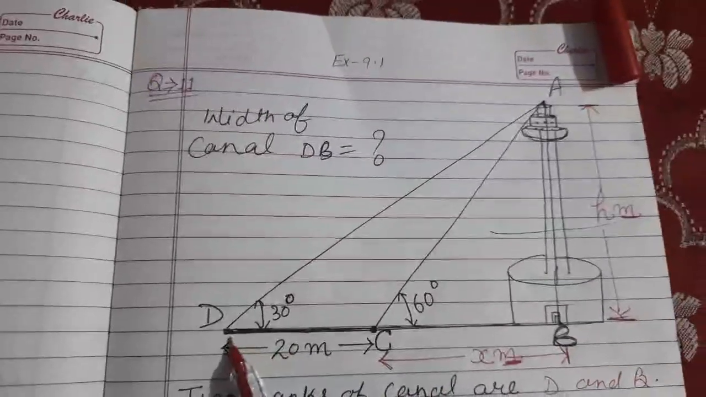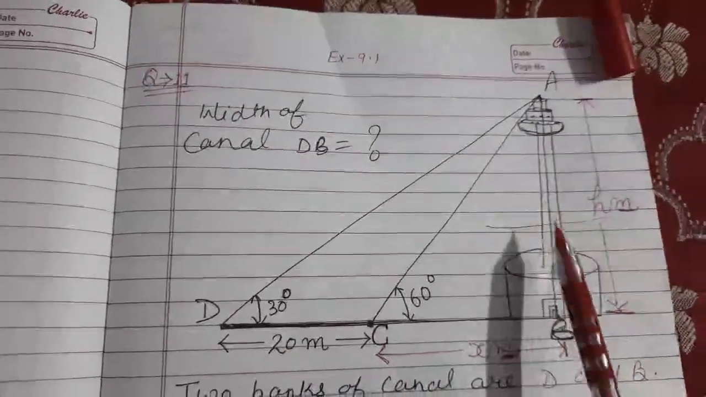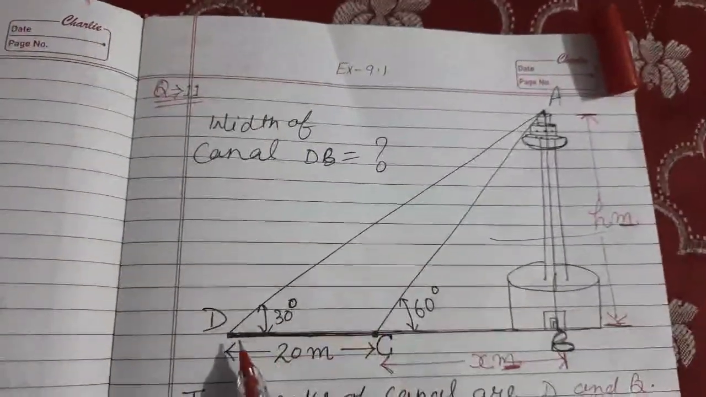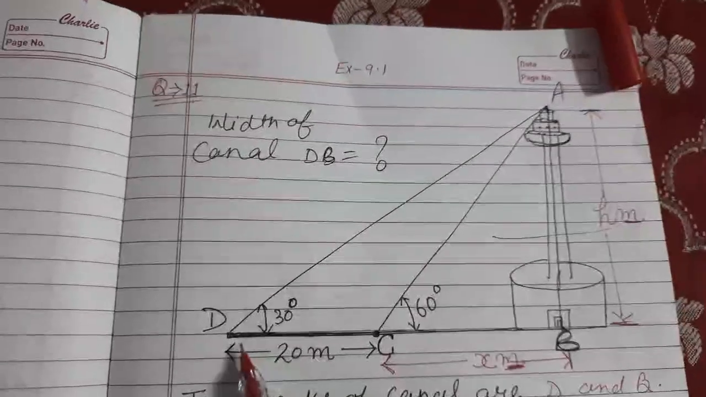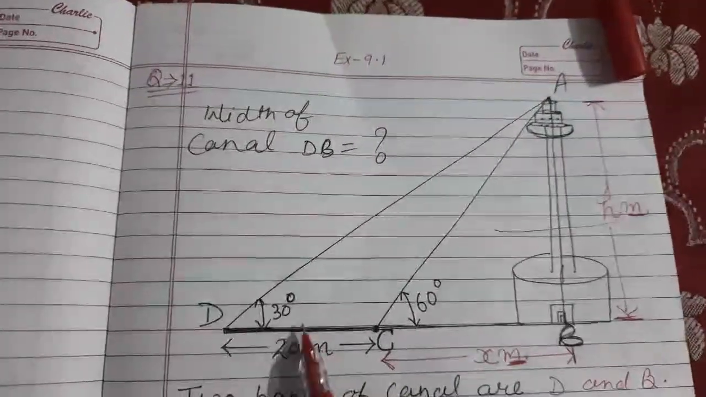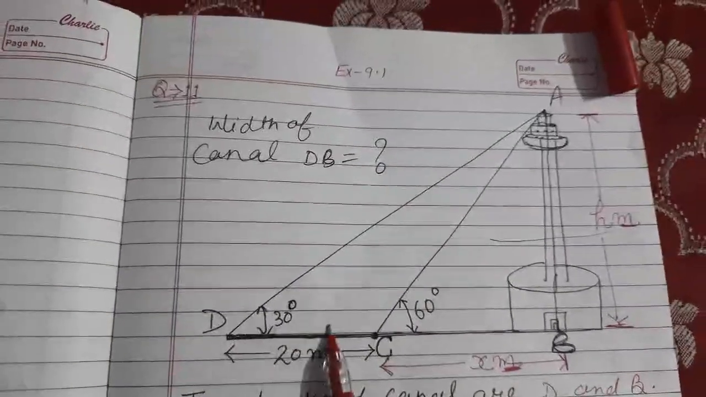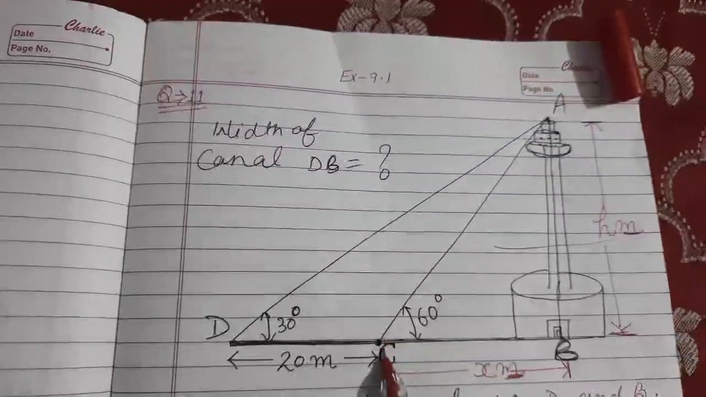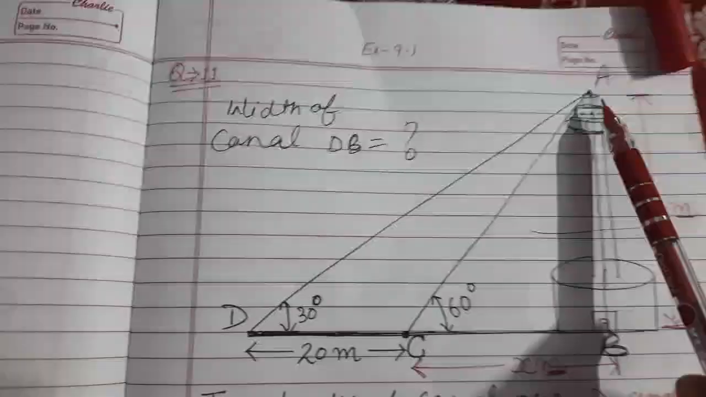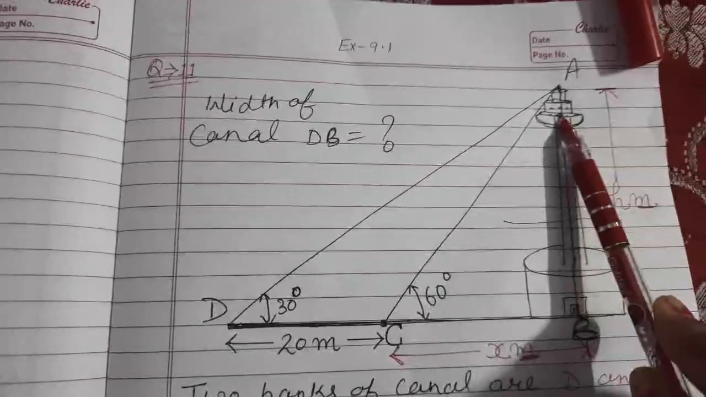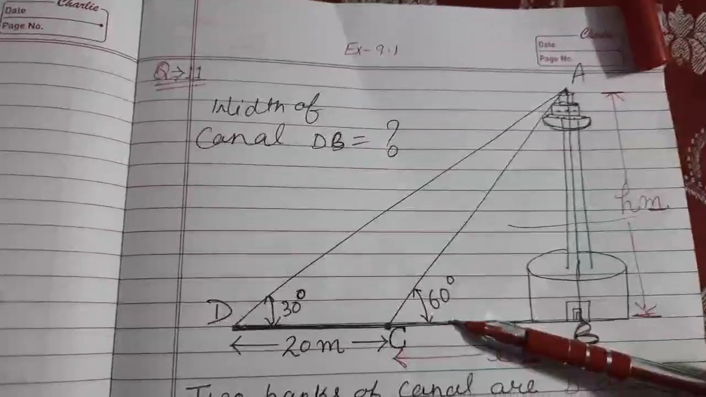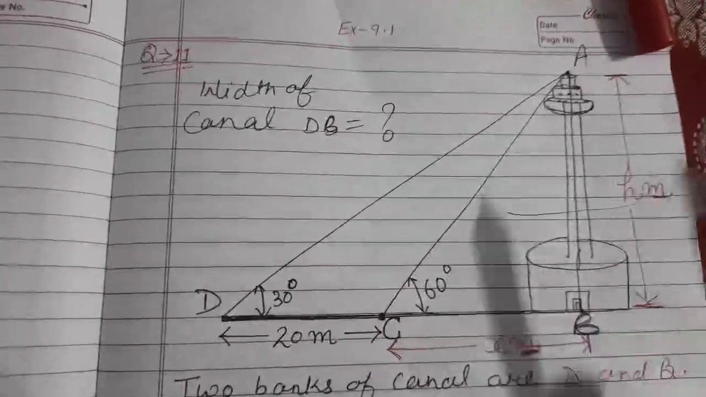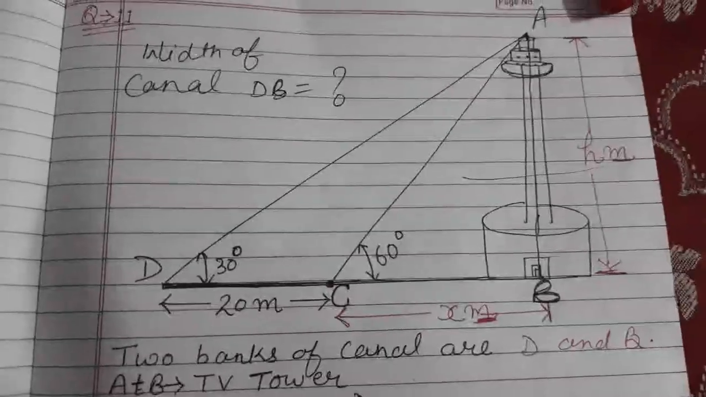See, this is a canal. At one end the TV tower is located, and on the other bank a point D is located. When we move 20 meter away from this point D and reach point C, the angle of elevation of the top of the tower is 60 degree. We have to find out the width of the canal and the height of this transmission tower.